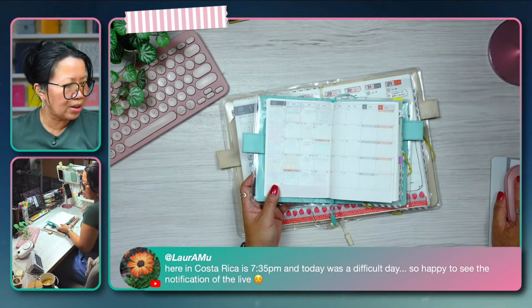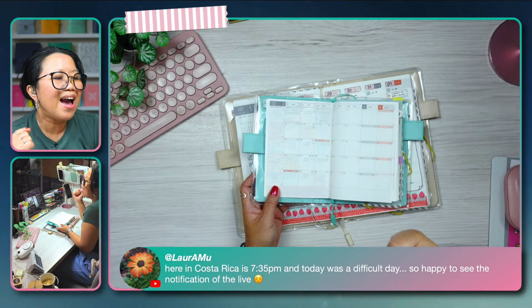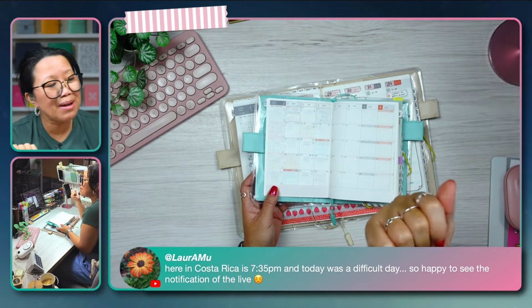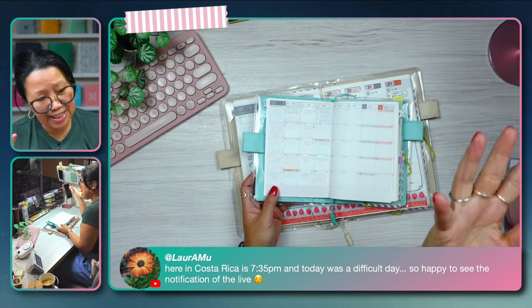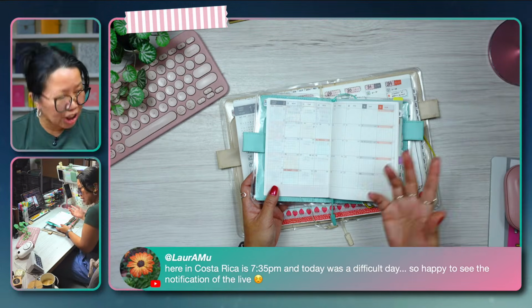Laura is in Costa Rica, 7:30 p.m. and today was a difficult day. Yay! I mean, not yay that it's the difficult day, but yay, I came on here. I had that yesterday. I had a difficult day yesterday. Got a bit teary.